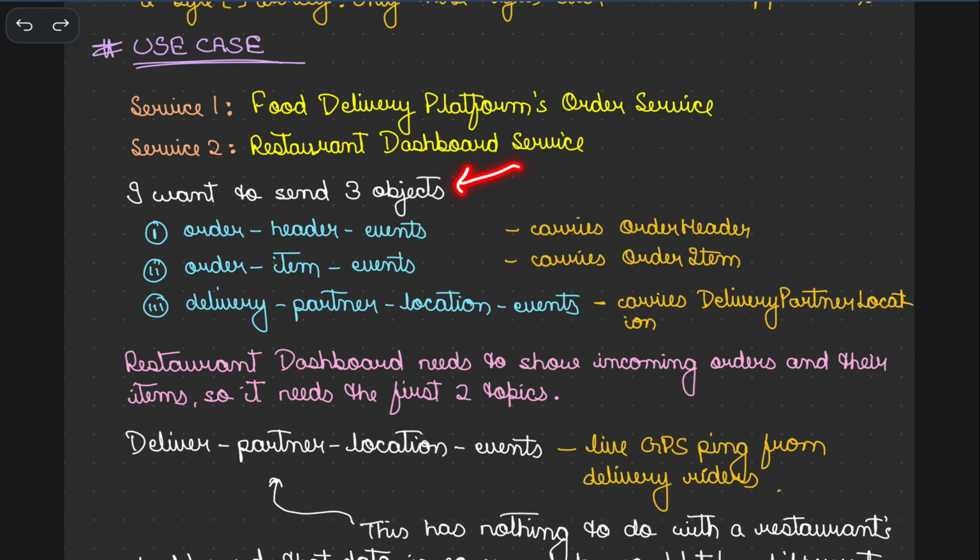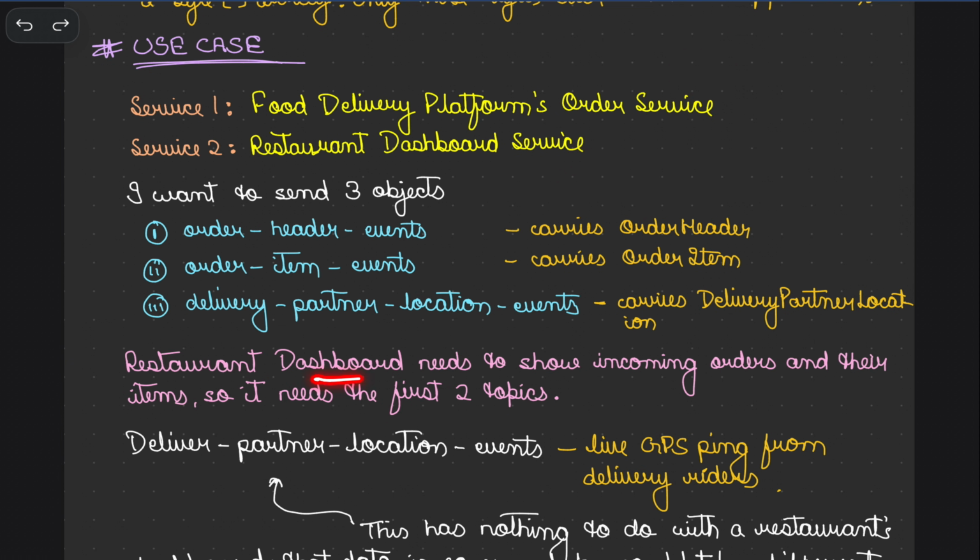So I want to send 3 objects: order header events, order item events, and delivery partner location events. Order header events carry the order header. Order item events carry the order's items. And the delivery partner location events carry the delivery partner's location. So these are the 3 objects that I want to send from this order service. Now, the restaurant dashboard will act like a consumer and the order service will act like a producer.